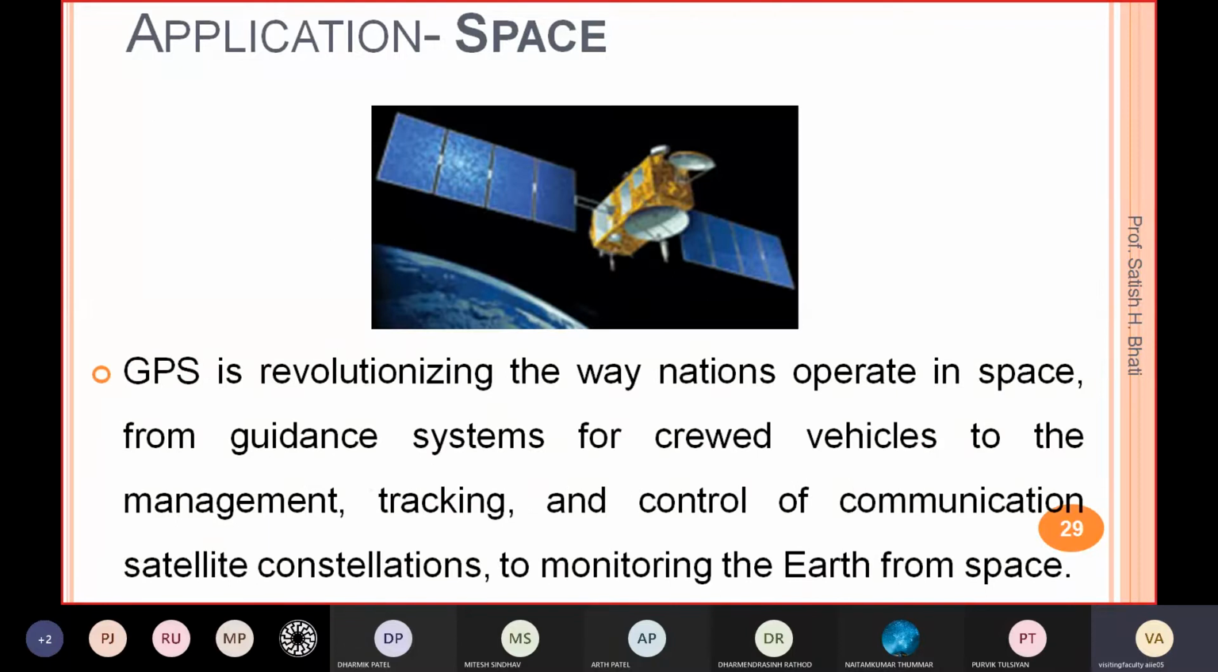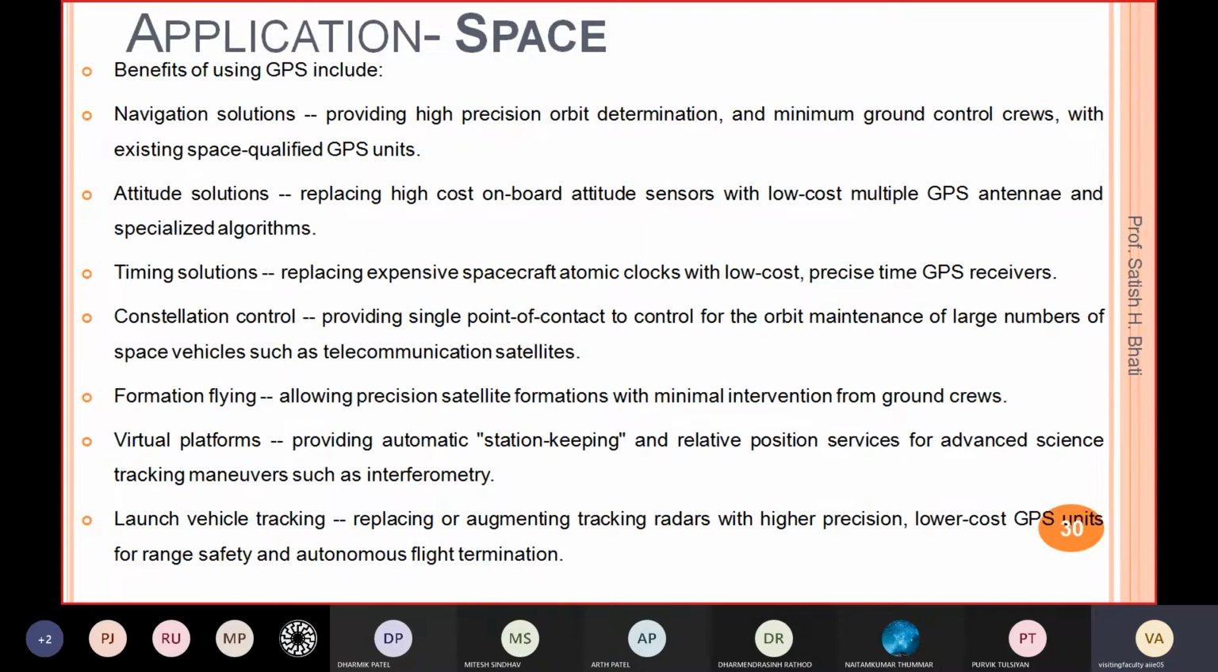Then the space. GPS will be used as a guidance system for crewed vehicles. They will do the management, tracking, and control of the communication satellite constellation to monitor the Earth from space. And there are some benefits because of GPS. So all this we have seen.